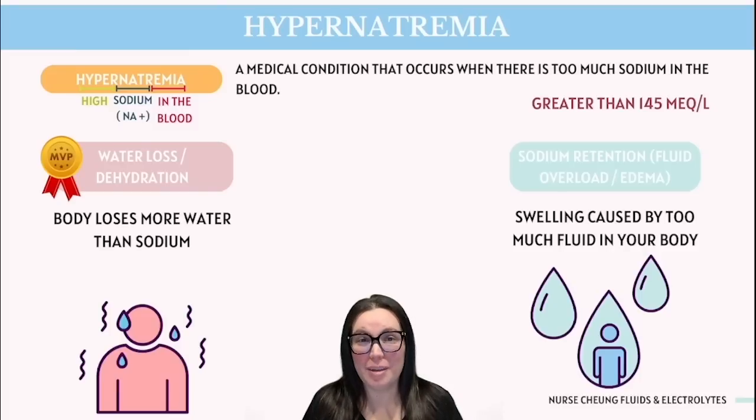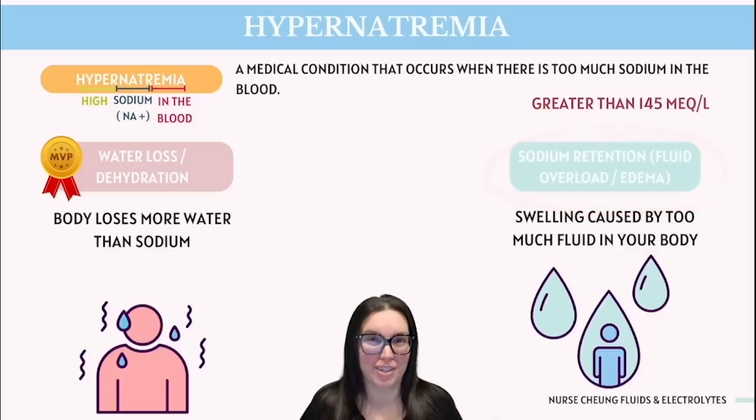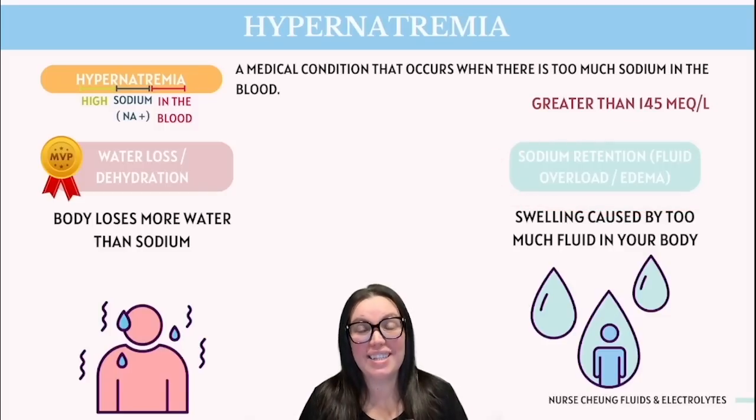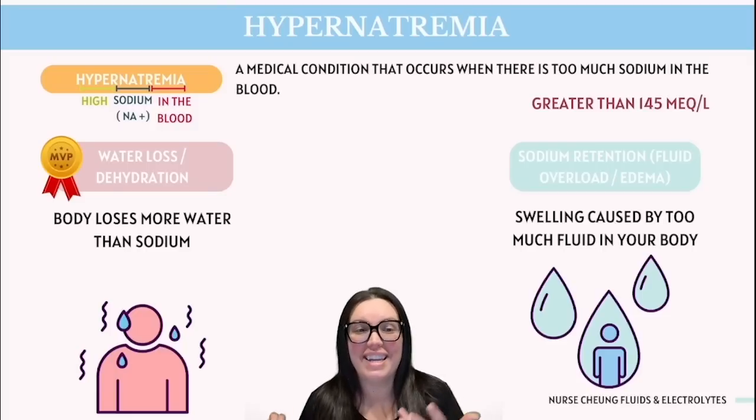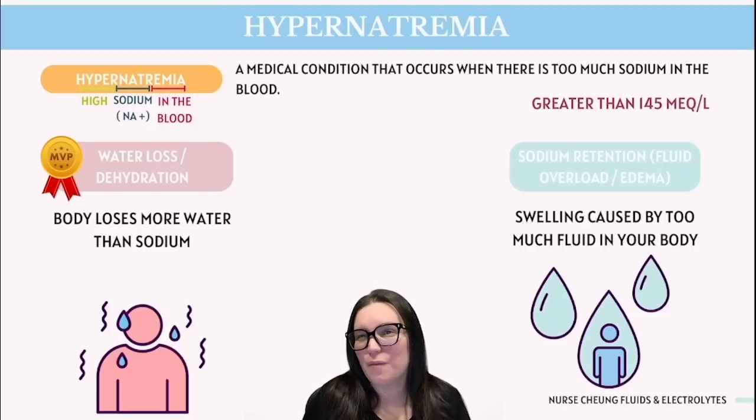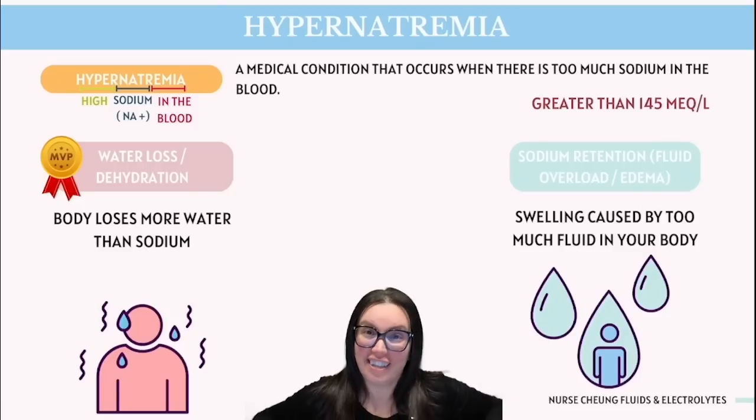But hypernatremia doesn't always come from losing water. Sometimes it's actually caused by the body retaining too much sodium. In these particular cases, water follows sodium, so it's going to move outside of those extracellular spaces, and it's going to cause things like fluid overload and edema, which is basically a fancy way of saying that there's swelling in our tissues, either in our legs or in our lungs.